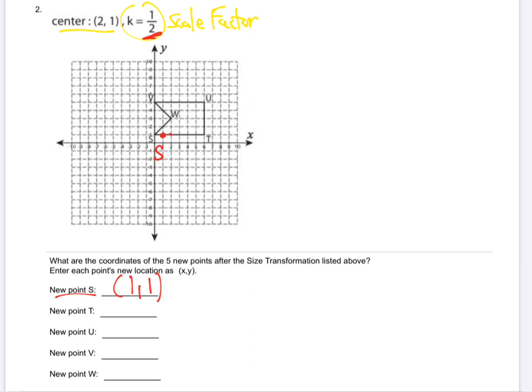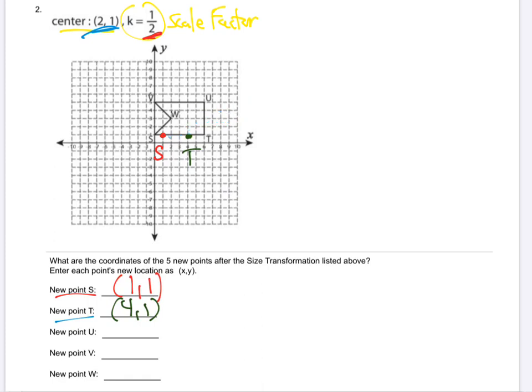Let's go to the next point, T. So from the center, which is right here, over 2 up 1, that's the center. How far to T? 1, 2, 3, 4 to the right. But then we got to take half of that. Half of 4 is 2. So we're only going 2 to the right from the center. 1, 2. So right there, that's got to be the new T. What's the coordinates there? It looks like 4, 1 for that point. That's the new T. It's only half as far as it was from the center to the old T.